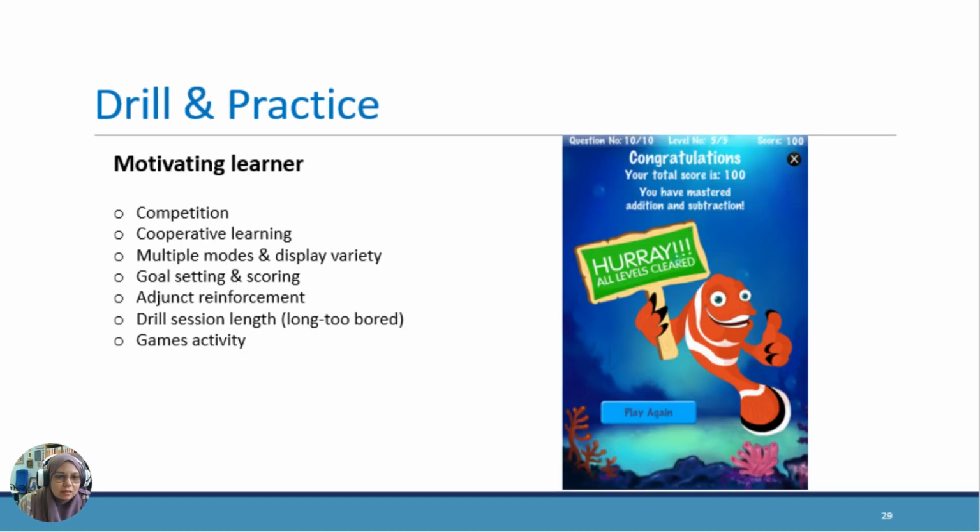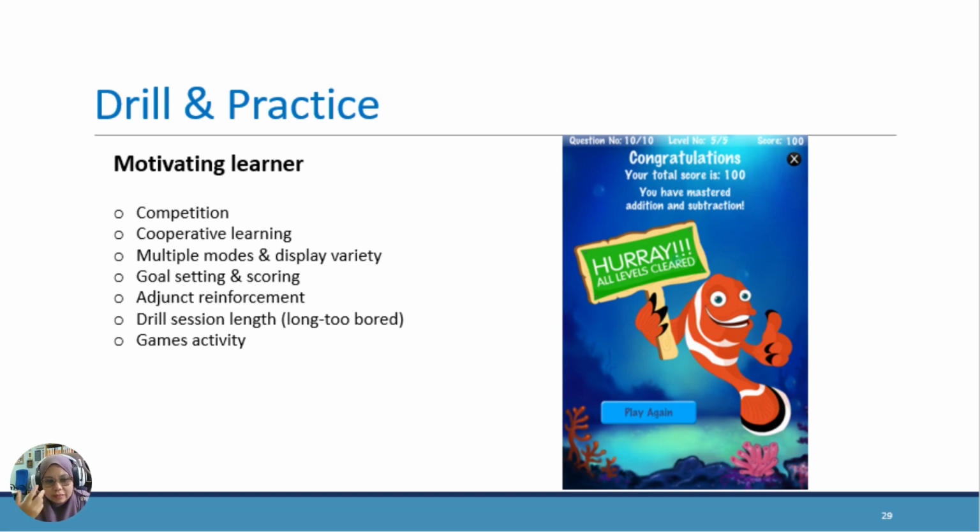Okay, the benefits of drill and practice. If you remember, maybe during your SPM or in school, your teachers would give you a bank soalan, a sample of questions from others, and then you do the practice to prepare for the final exam.